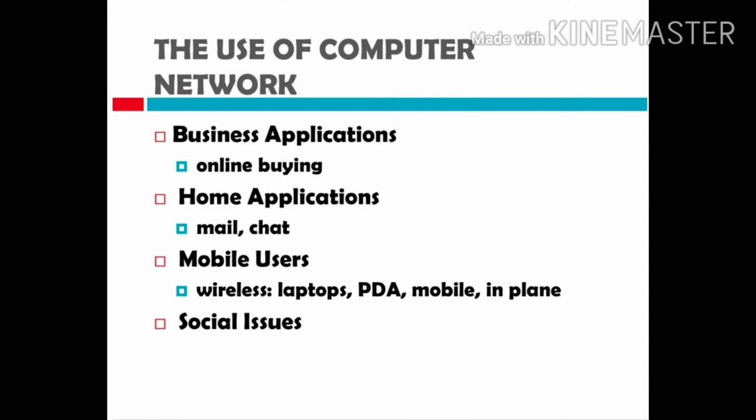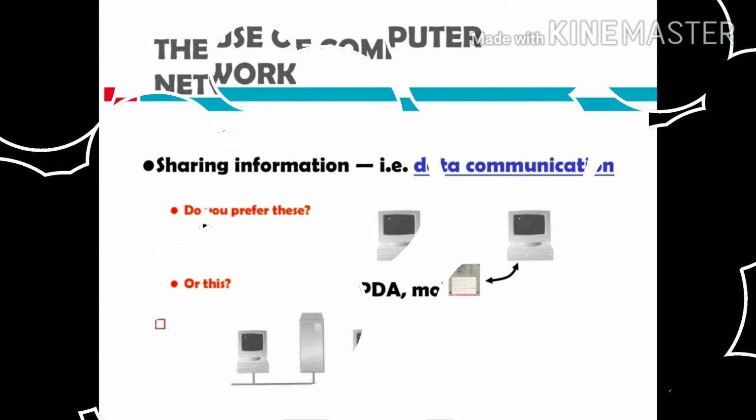Now the second is home applications. Suppose you want to mail or chat, then also we require a network connection. Without a network we can't do these things. Mobile users: if you are a mobile user, then what is the network need? Laptops, PDA connectivity, phone connectivity and in-plane connections are required. Social issues, as we know the social part. So these are the uses of computer networks.